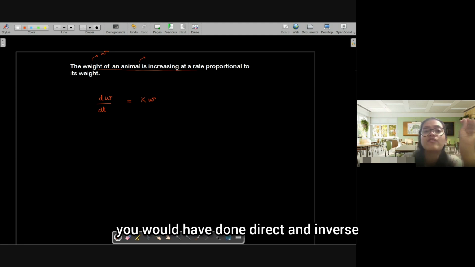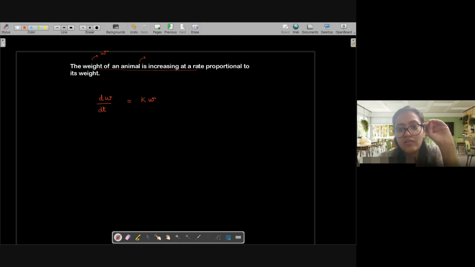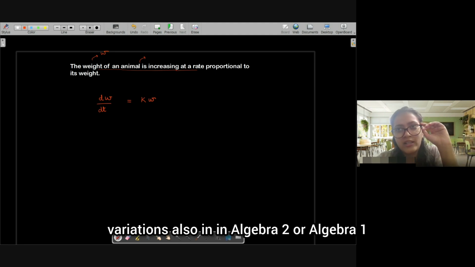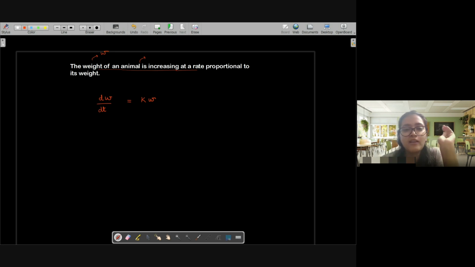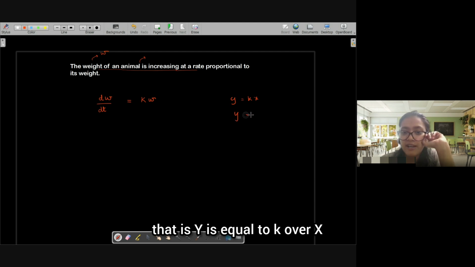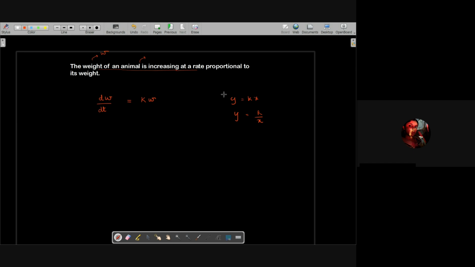If you remember, you would have done direct and inverse variations also in Algebra 1 or Algebra 2. When you have direct variation, you say y is equal to kx. And when you have inverse variation, that is y is equal to k over x. You remember doing this? No.